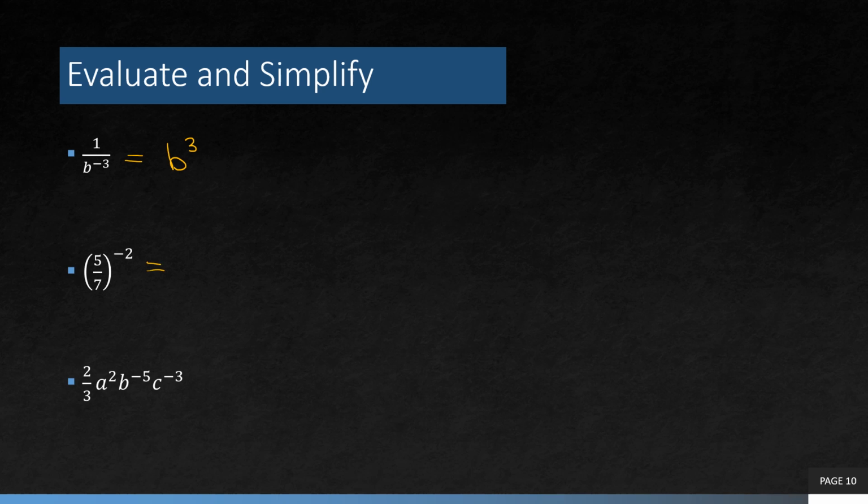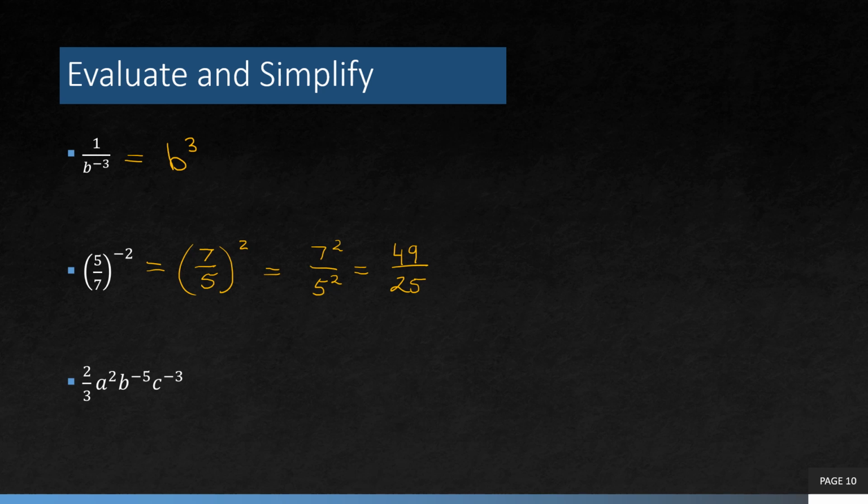Now for this one, remember that little shortcut. We can make this exponent a positive, make it a squared value by taking the reciprocal inside here. So we're going to go 7/5 squared, and then we're going to distribute that squared to the 7 and to the 5, and now we get 49 over 25.